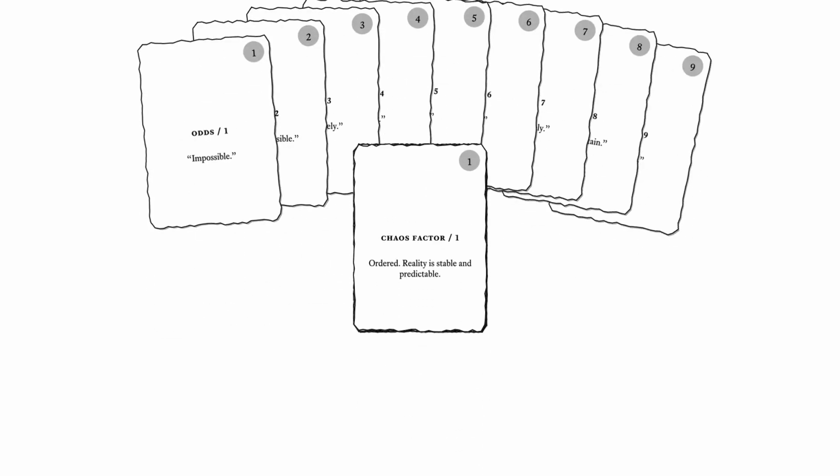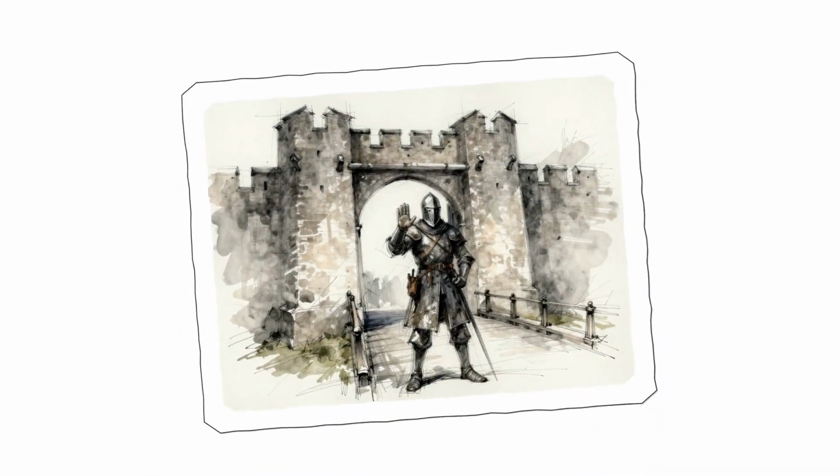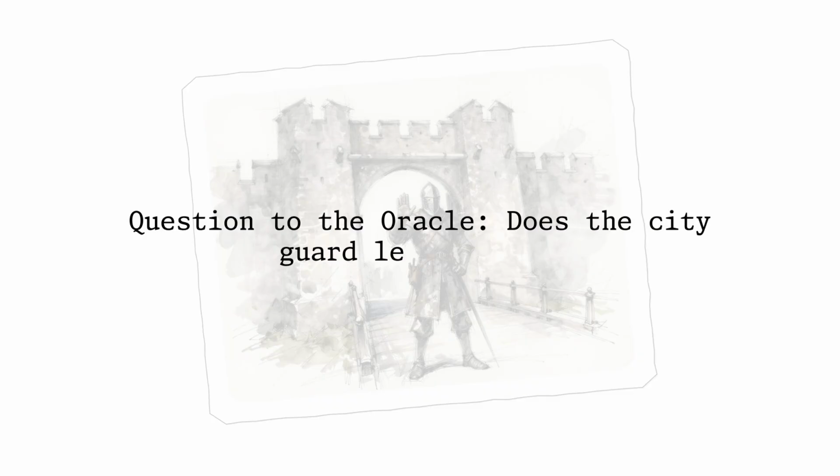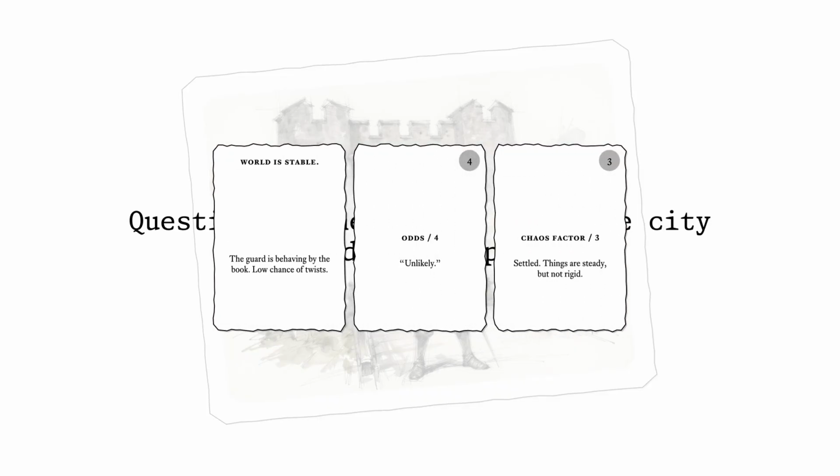These two things, odds and chaos factor, would be taken together to decide whether your roll is a conservative and grounded one, or a volatile and dramatic one. Question: does the city guard let me pass without questioning? The world is stable, the guard is behaving by the book, and you would expect a straightforward yes or no, with a very low chance of twists. Here the odds would be unlikely, and the chaos factor would be 3.